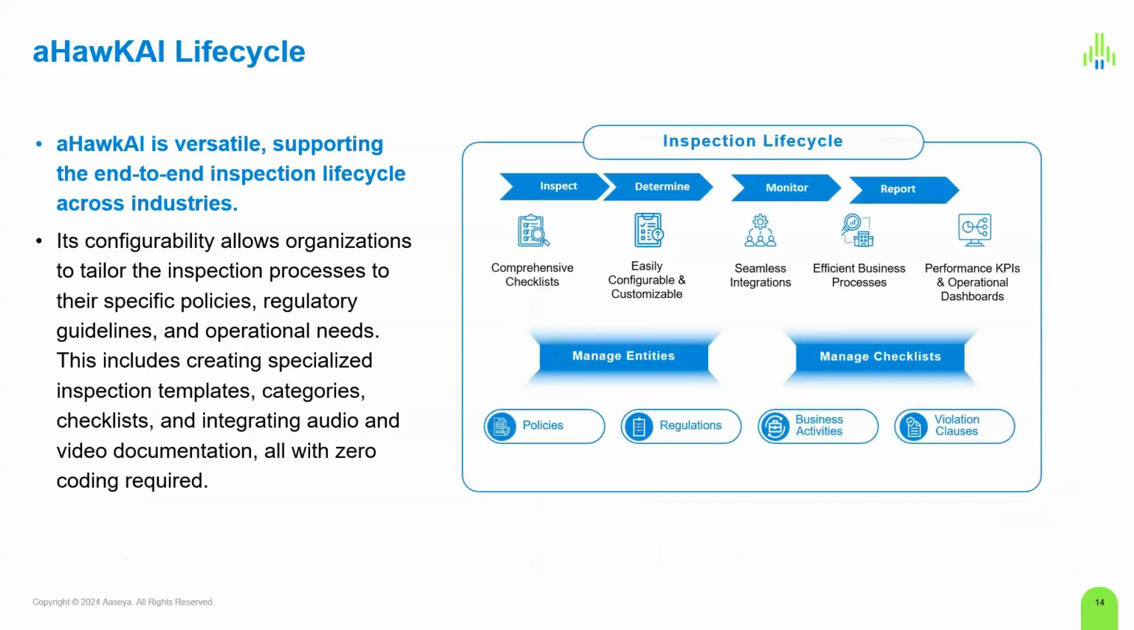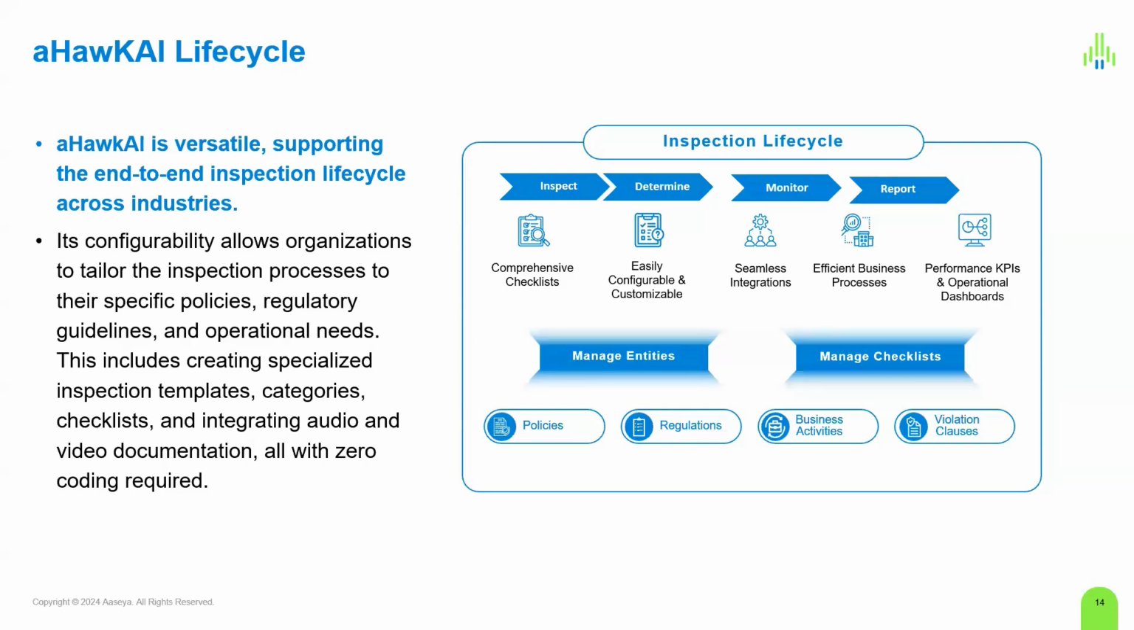This is the AHawk AI lifecycle. AHawk AI is versatile, supporting the end-to-end inspection lifecycle across industries. Its configurability allows organizations to tailor the inspection processes to their specific policies, regulatory guidelines, and operational needs. This includes creating specialized inspection templates, categories, checklists, and integrating audio and video documentation, all with zero coding required. So if you look at the inspection lifecycle, the four main stages are inspect, determine, monitor, and report.